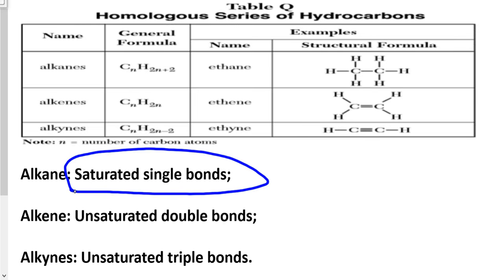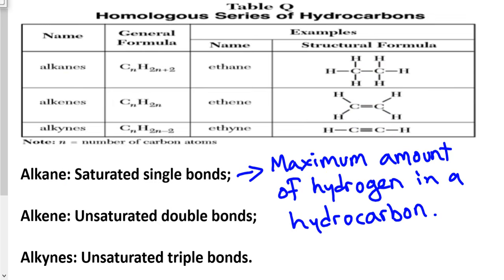So if you look at the carbon-carbon bond, you'll see that there is a single bond between those 2 carbons. And the name ends with A-N-E, alkane. For alkene, the name ends with E-N-E, and we have a carbon-carbon double bond, and that is unsaturated. For alkyne, the name ends with Y-N-E, and we have a carbon-carbon triple bond, which is also unsaturated.